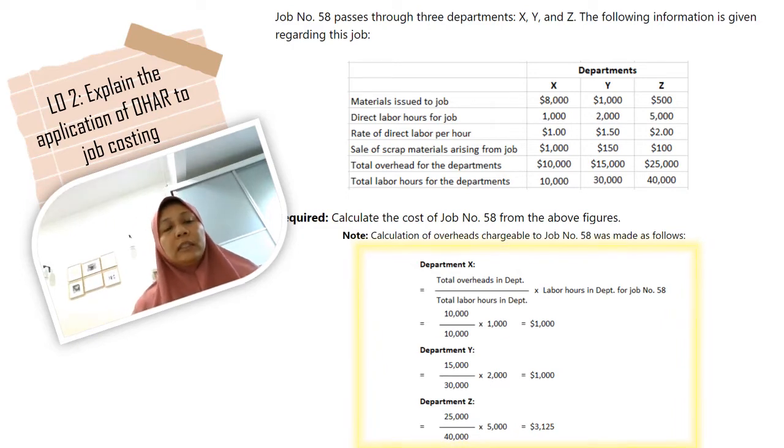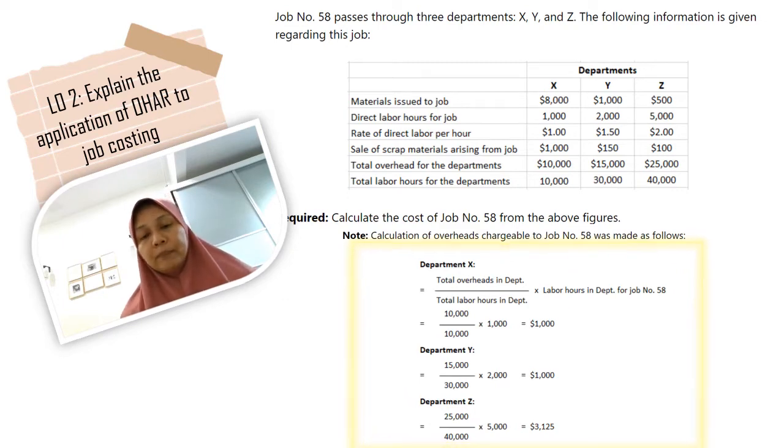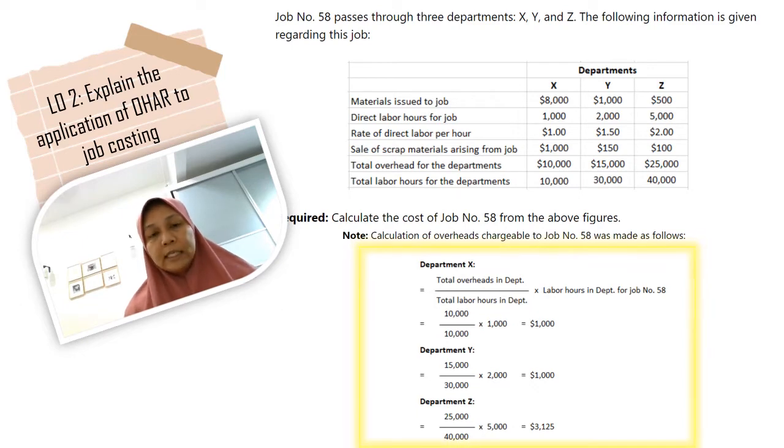Now, moving on to learning outcome 2. I'm going to explain the application of overhead absorption rate to a job costing. To explain how the overhead absorption rate is applied in job costing, we need to look at one example.